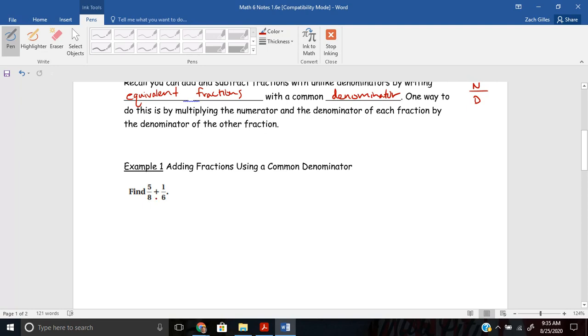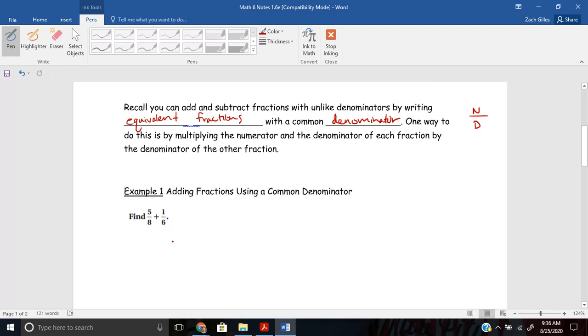And right now we do not have common denominators. These numbers aren't the same. But we're going to add these two fractions using equivalent fractions by using a common denominator. All right, and the way that we're going to do that is we're going to take this first fraction and multiply it by the denominator of the other fraction. So we're going to take 5/8 and multiply it by 6 on top and bottom. Okay, multiply the numerator by 6 and the denominator by 6.